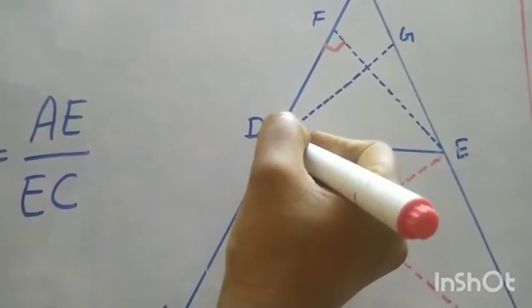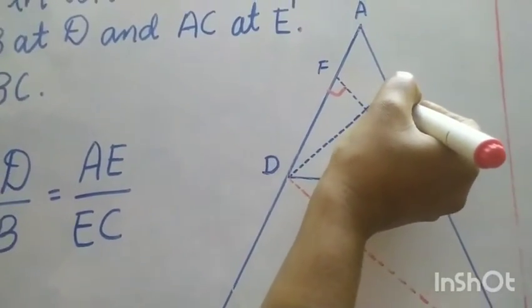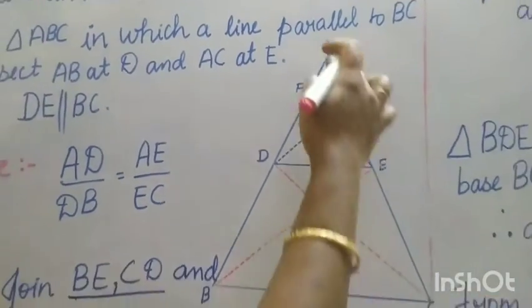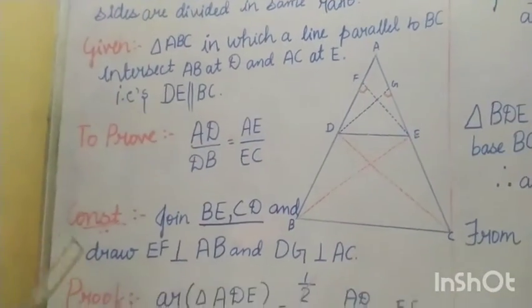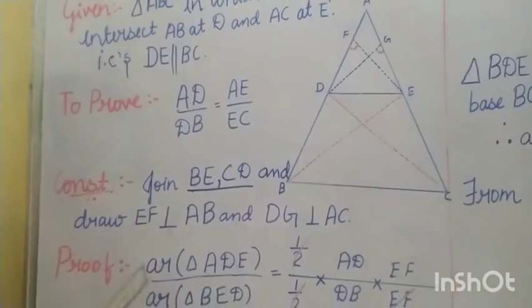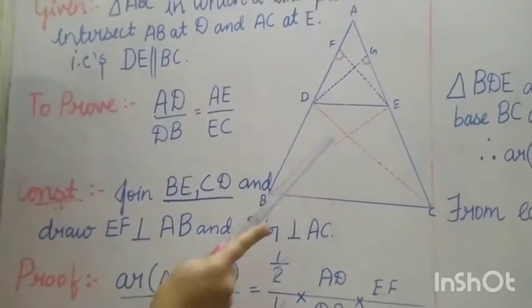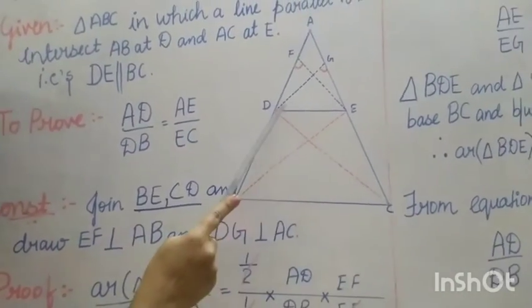From D again you have to draw a perpendicular line DG on AC or AE. So this is the construction we have to draw. I repeat this construction, that is, first we have to join BE and CD.